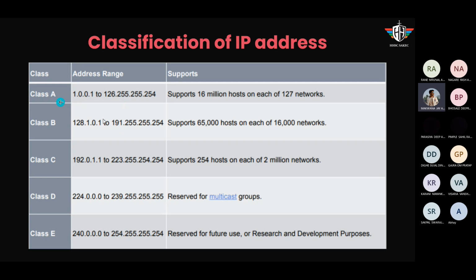Before that, let's understand what this class means. In class A, you have the IP address range from 1.0.0.1 to 126.255.255.254. Okay, just a second.